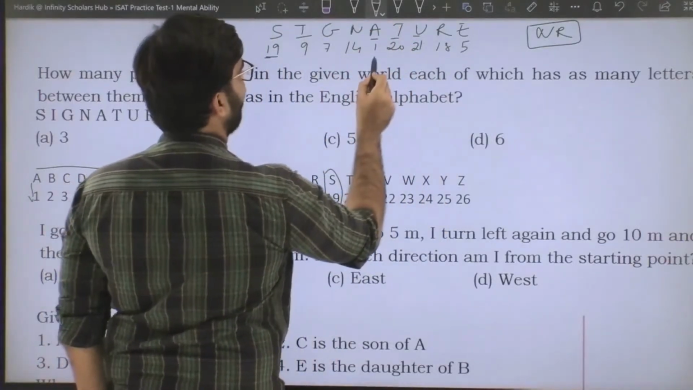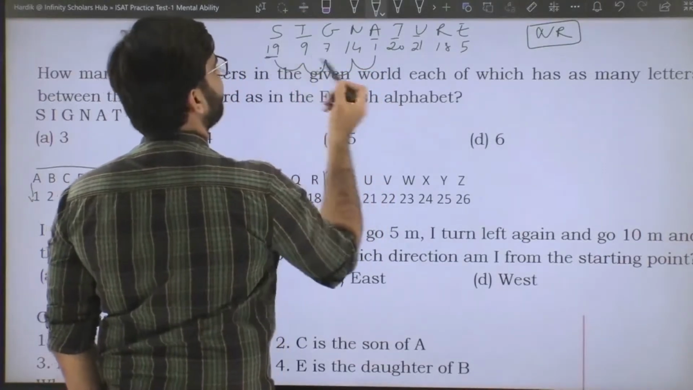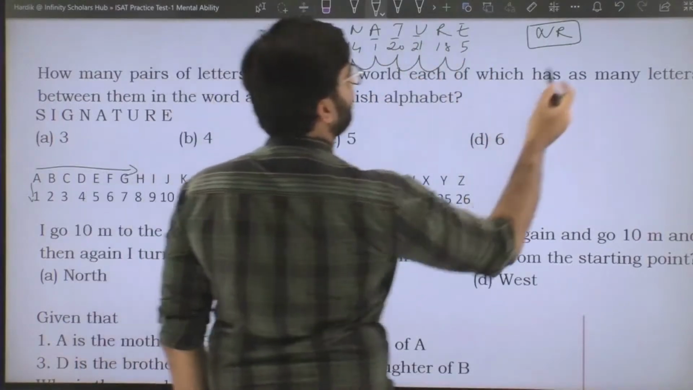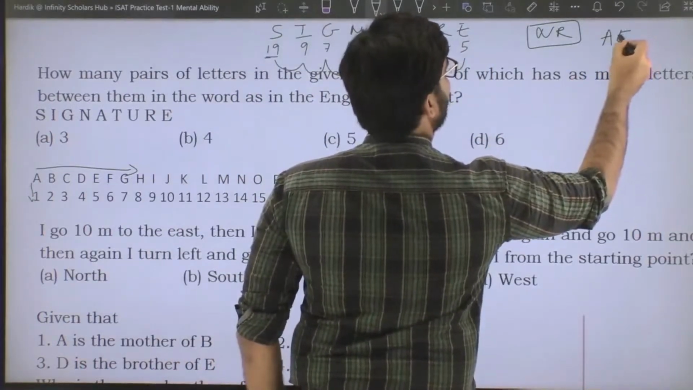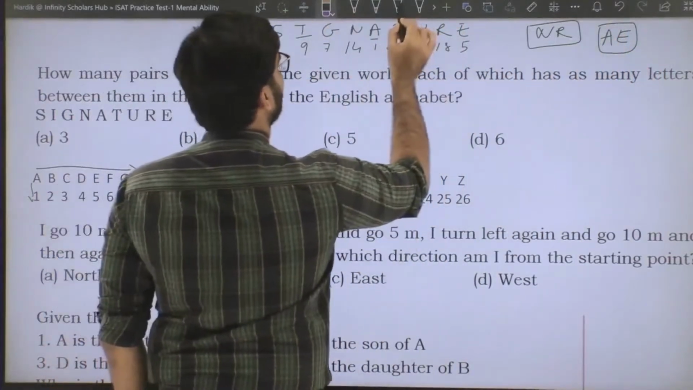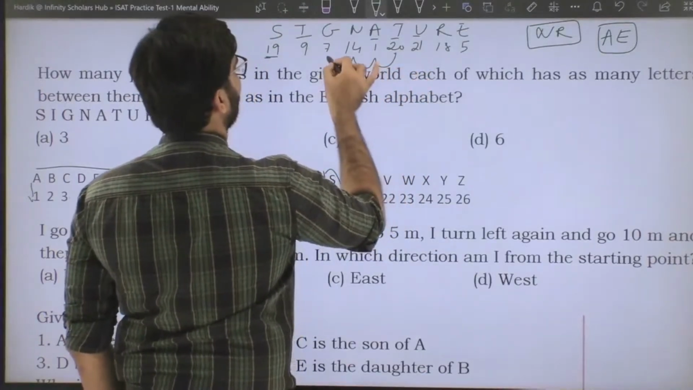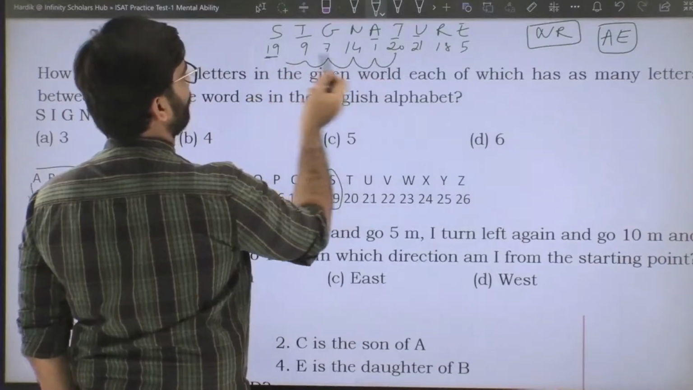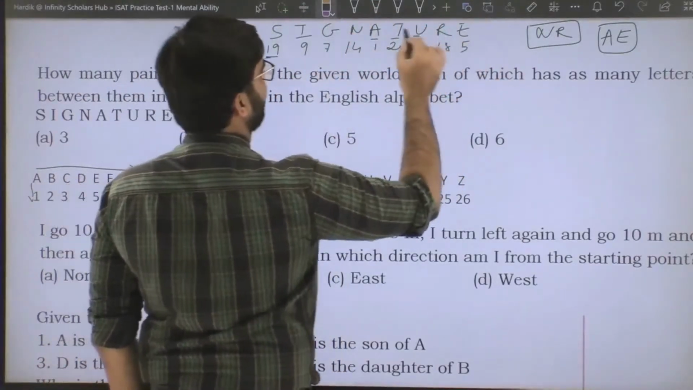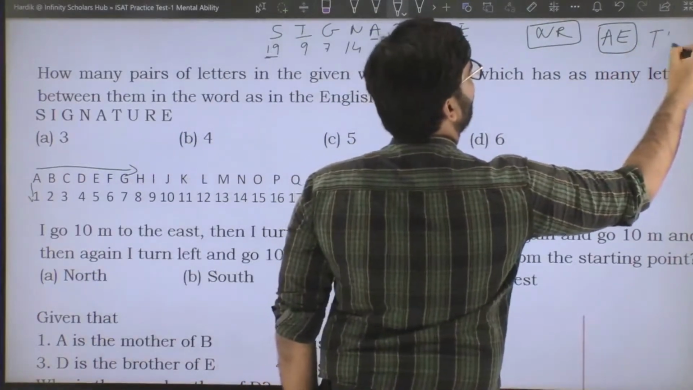Now take A. From A, left side 2, 3, 4 and 5. Yes, again there is one pair, that is A and E. So A and E will be one more pair. Okay, then from T, after 20, 21, 22, 23, 24, no point of checking because there are no numbers which are more than 20 on this side. Okay, on that side, see just 21. After 20 you have 21. So T and U is also one pair.